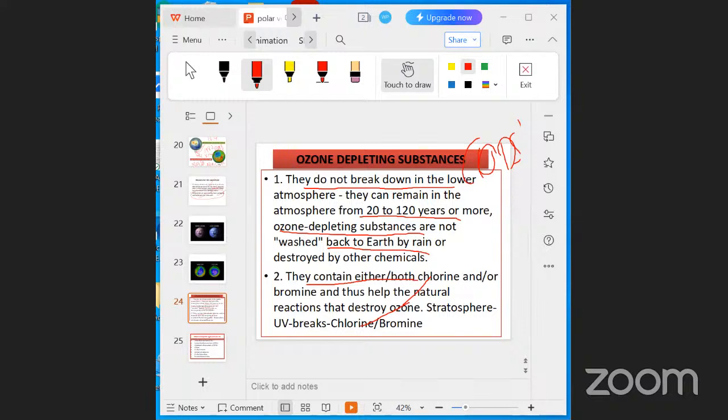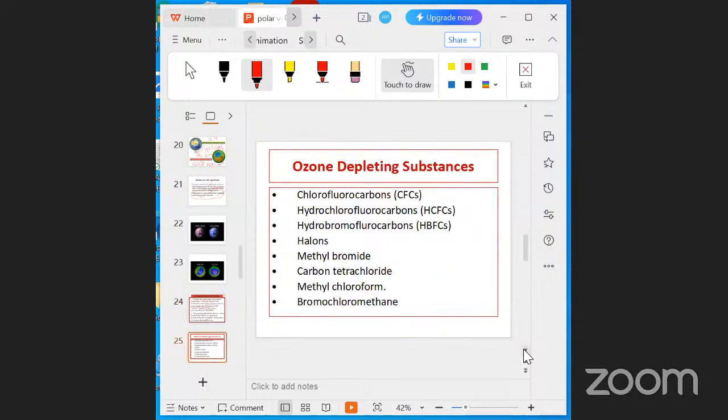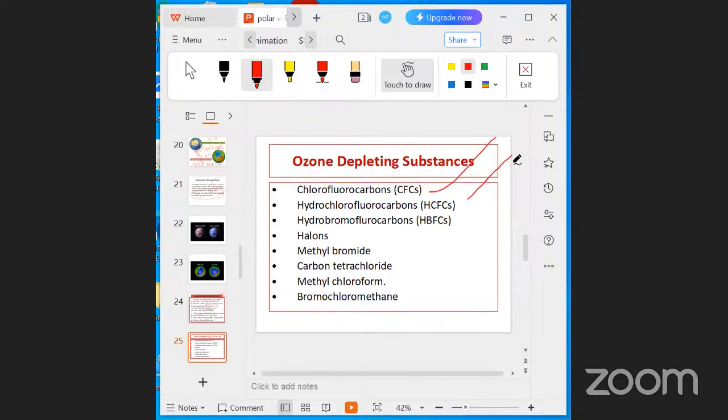So what are ozone depleting substances? They are chemicals that destroy the Earth's protective ozone layer. They include chlorofluorocarbons, hydrochlorofluorocarbons, hydrobromofluorocarbons, halons, methyl bromide, carbon tetrachloride, methyl chloroform, and bromochloromethanes. These are some of the substances that destroy the Earth's protective ozone layer.